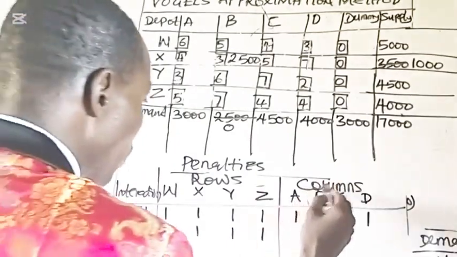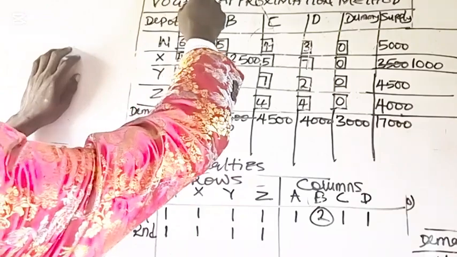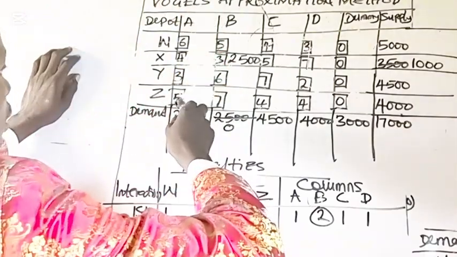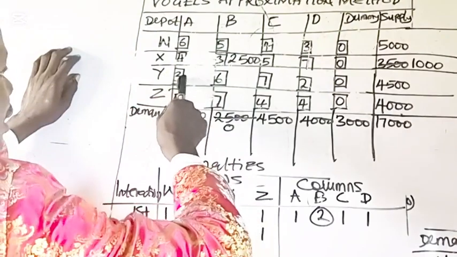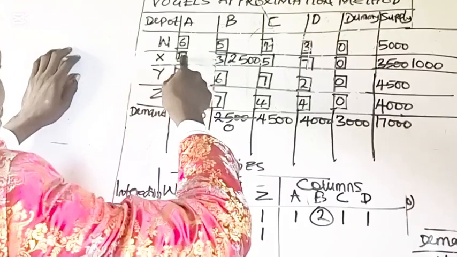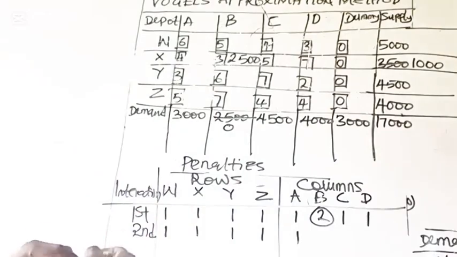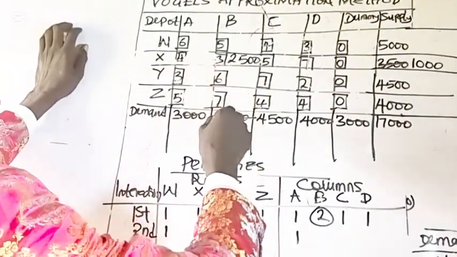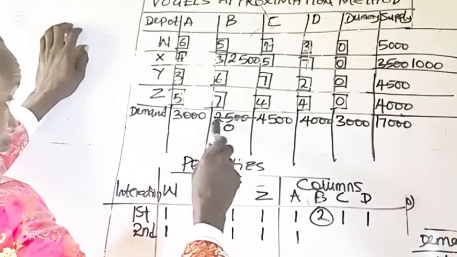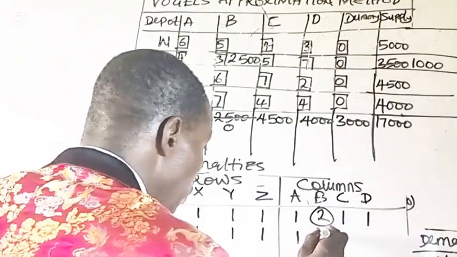Then we have columns. Column A. The least cost in this column is 3. The next least cost is 4. 4 minus 3, that is 1. Column B. You've exhausted what you have in column B. Everything there is finished. No further allocation can be made to that column. So you can just put an asterisk.